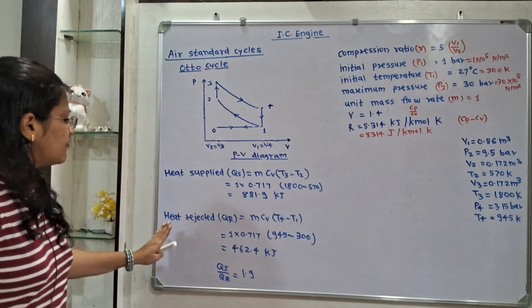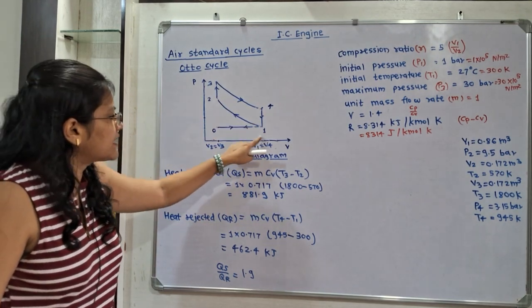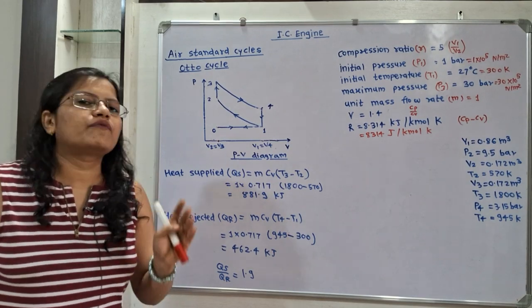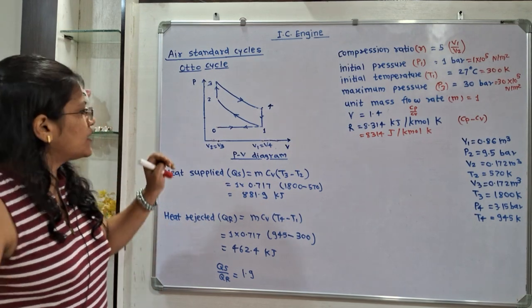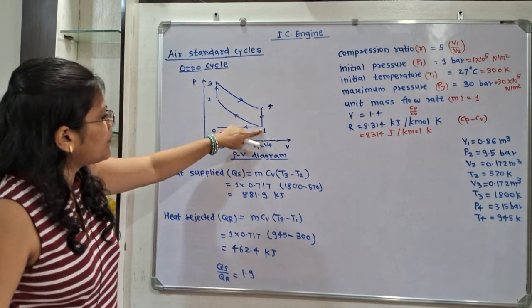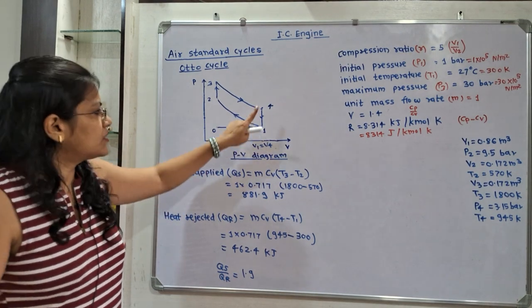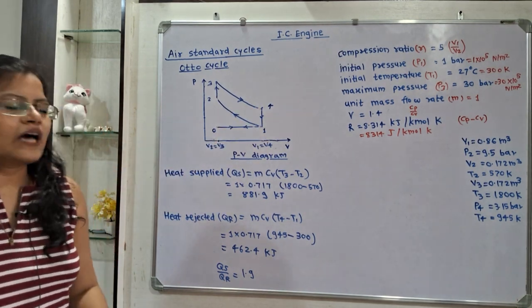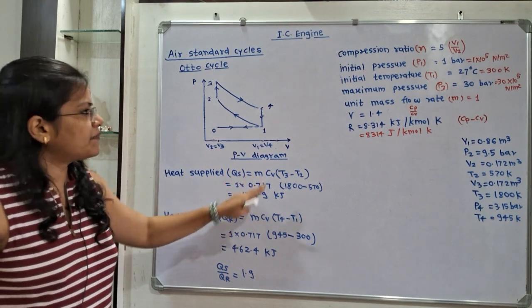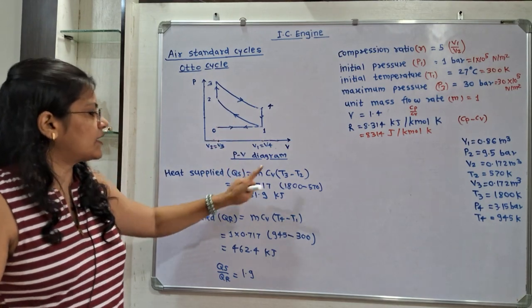In the same way, what is the heat rejected? This process is 4 to 1, which is taking place at constant volume. So we will use specific heat at constant volume, that is Cv. So it is m Cv (T4 minus T1). This is the temperature difference at 4 and 1. So T4 is higher than T1, so we will take T4 minus T1. Now it is given that the small m is equal to unit, that is unit mass flow rate. So m is equal to 1.